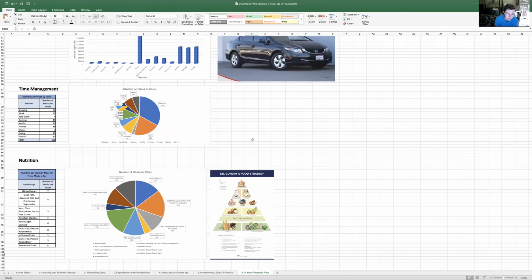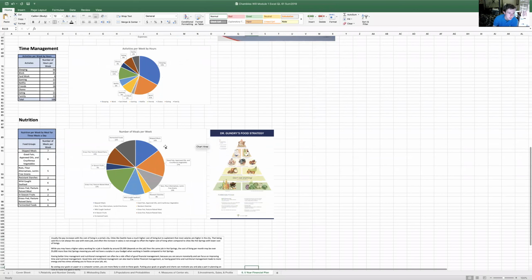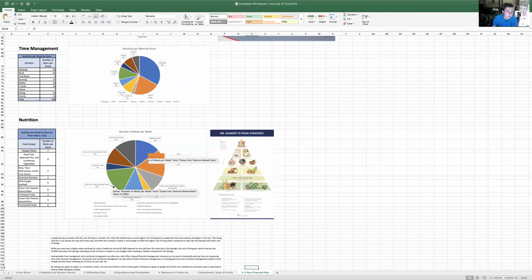And then I used Dr. Gundry's food strategy. I modified it a little bit to fit mine. You see the skip meals and the good fats, improved oils, and cruciferous vegetables at the bottom, the foundation. So, of course, those are going to be the higher percents at 17% and 14%. Being in Arkansas, I love my meat, so I also had grass-fed, pasture-raised meat, even though it's a little bit against his strategy, at 70%. You want to tailor your diet to something that's healthy, but also something that you enjoy. And that's what I try to do here.